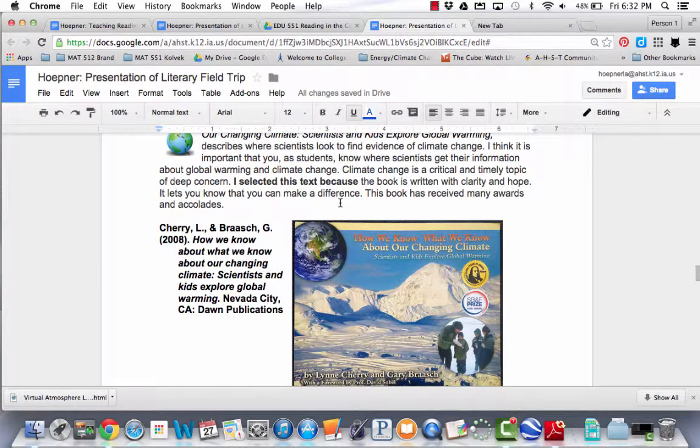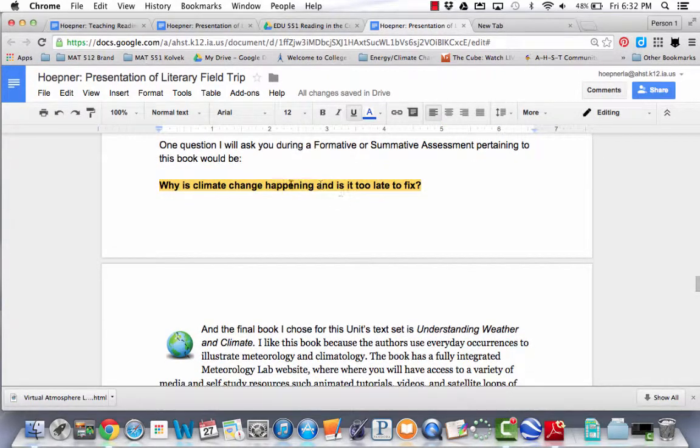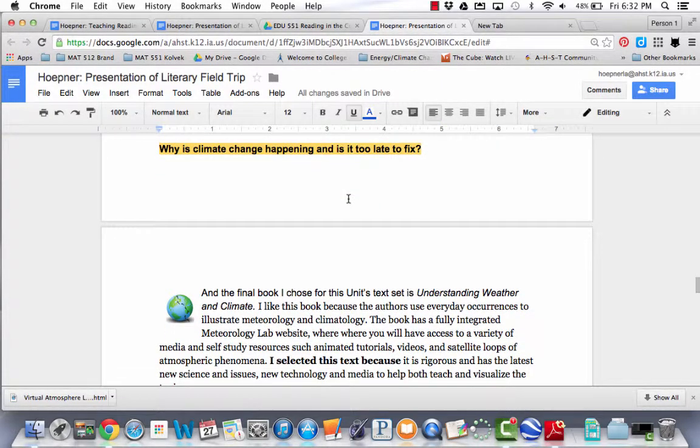And I like this text because it gives them the science again, but it also gives the kids clarity and hope about our climate. It gives them ideas to empower them with ways to mitigate global warming. And there's one of the questions I will ask.